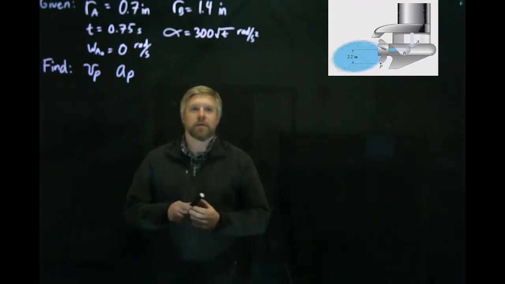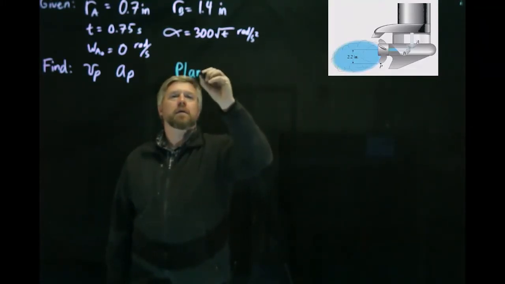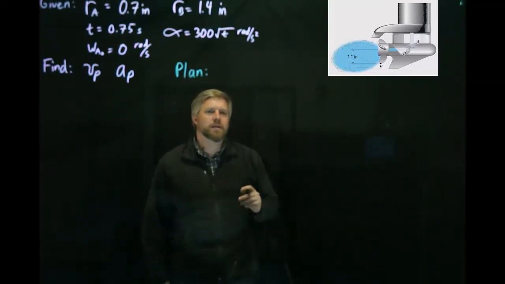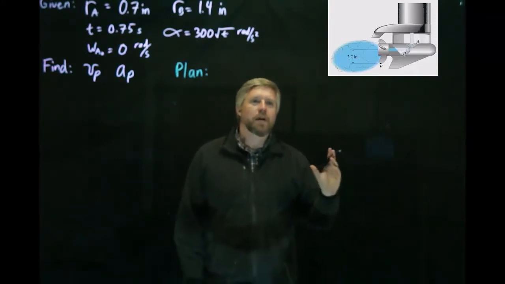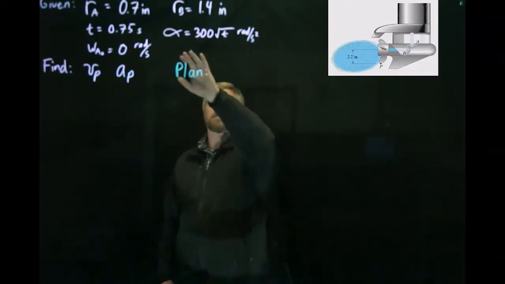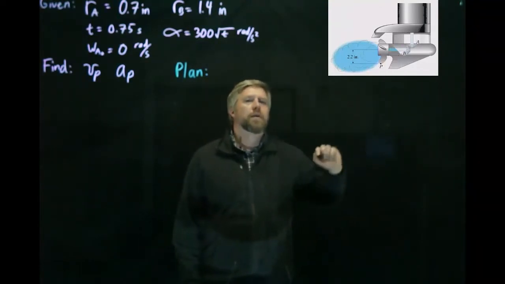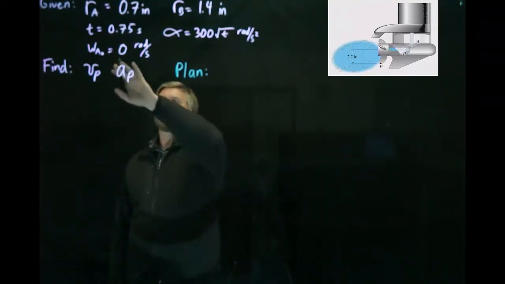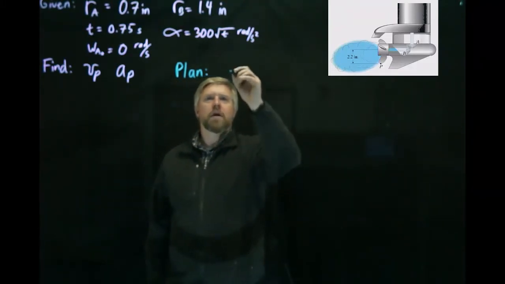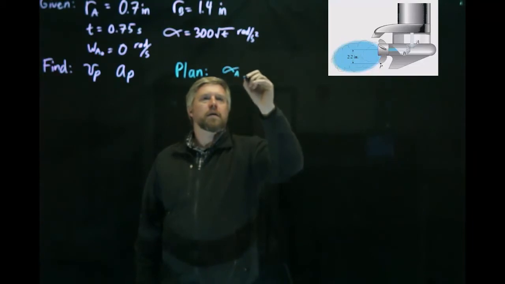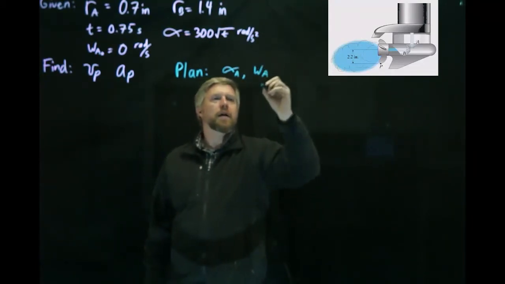Let's make a plan for this problem. You notice that there's a couple different things going on. First off, we know quite a bit about A. We know its angular acceleration, that's how much the drive shaft up here is spinning with A. And we also know its initial angular velocity. So we know alpha_A, and we can find omega_A at that time.